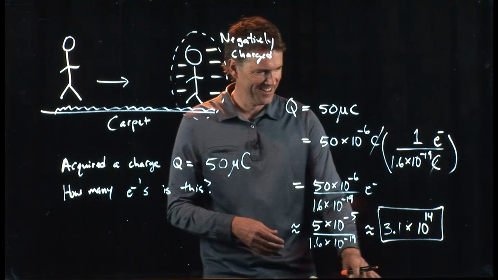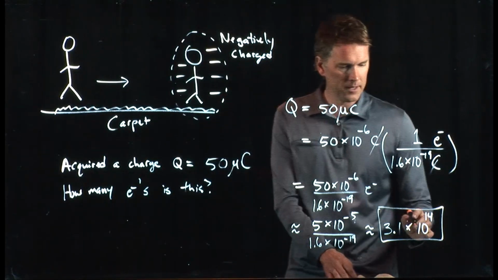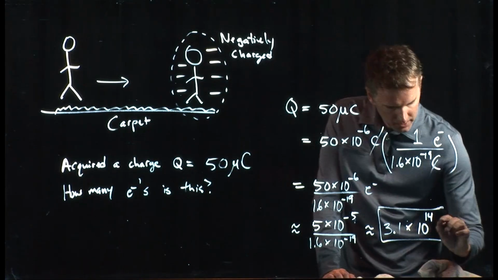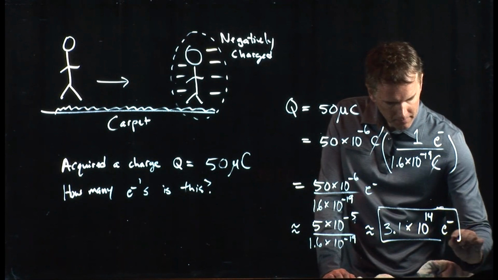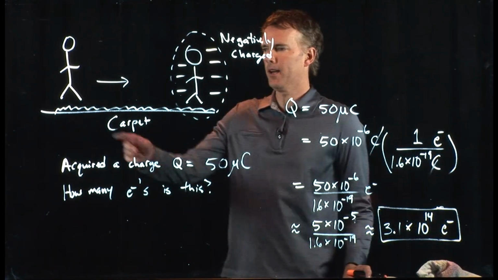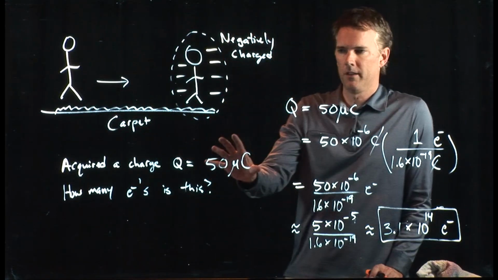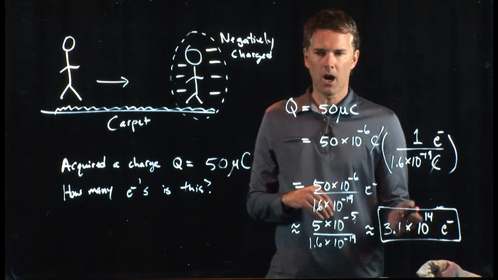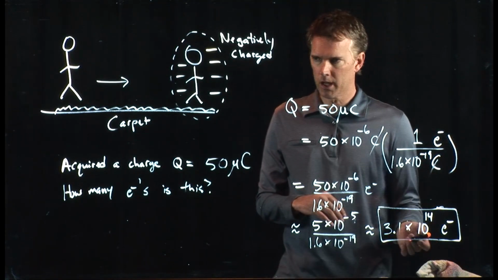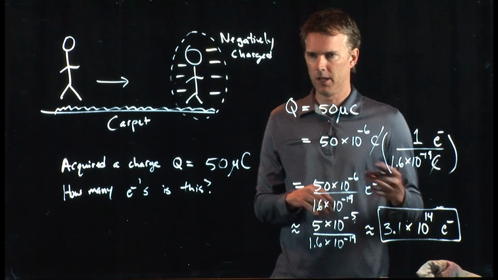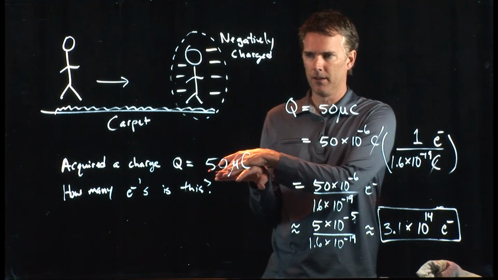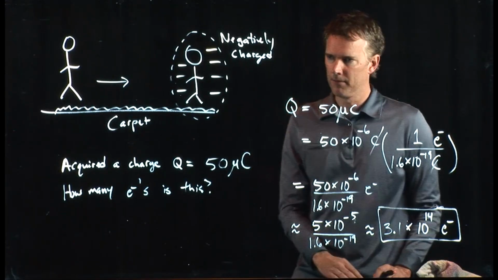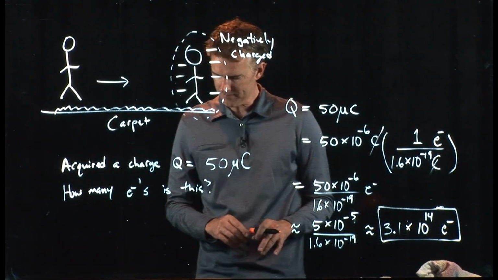All right. So we've got 3.1 times 10 to the 14, and this is a number of electrons. That's how many electrons you pick up. And these, we said, were probably realistic numbers. So that's sort of amazing, right? This is 310 trillion electrons that you pick up just walking across the carpet. So there's little fibers with tons of those electrons just ready to jump off and land on you.